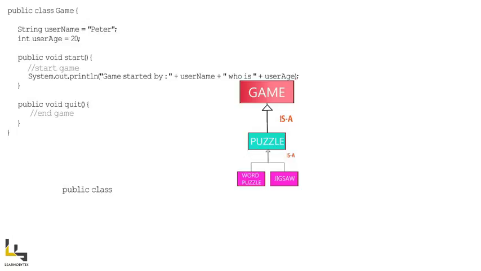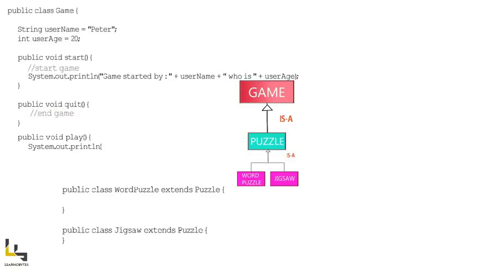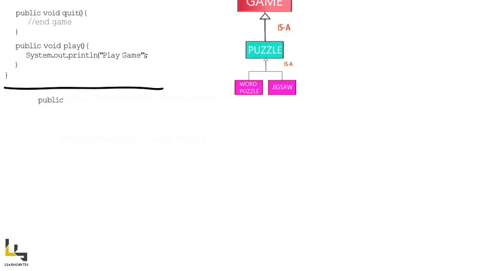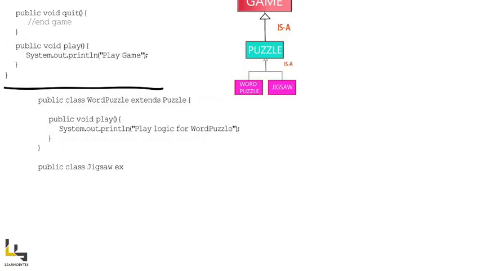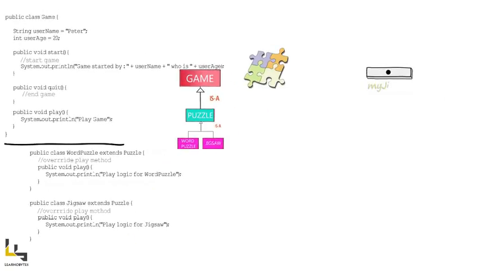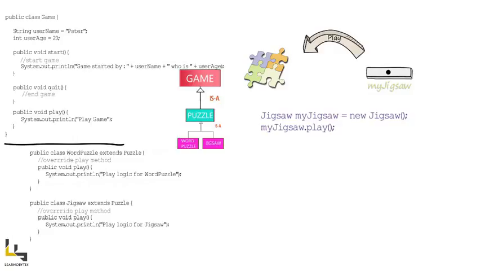Let us write some classes that extend Puzzle. Let's add a method, play, to the superclass Game that gets called to play a game. Now, the actual game classes, that is the lowest level subclasses, are the ones who know how to play the game. So the method play should be overridden in those classes. Let's play a jigsaw puzzle. For that, we will need to create an object of Jigsaw and call the play method.